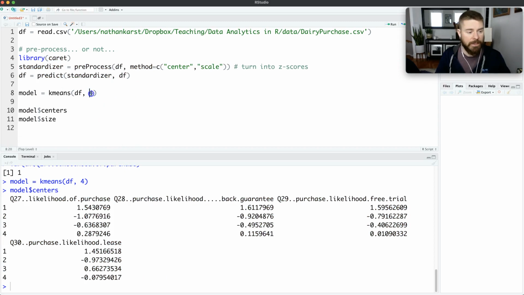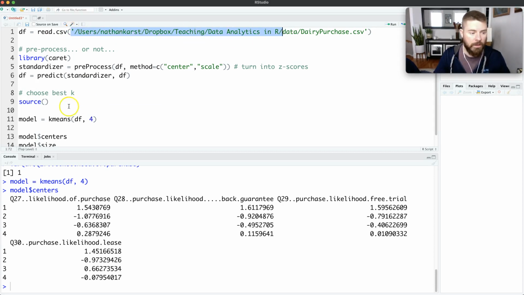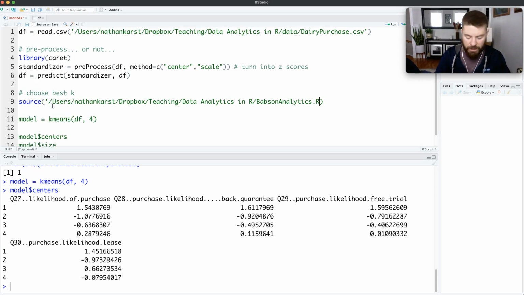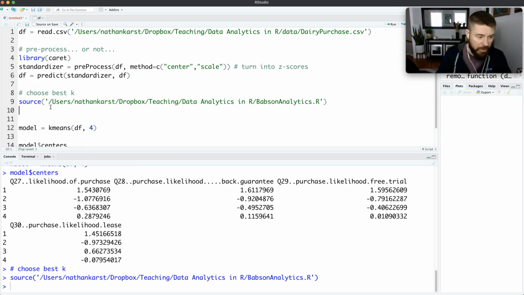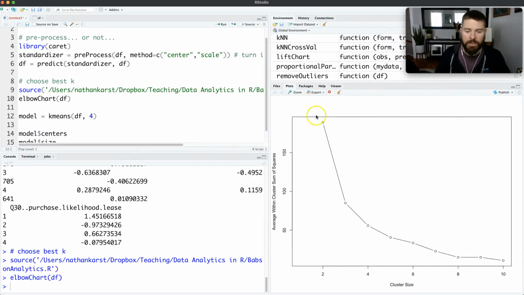The last thing I wanted to talk about is this bit here, and how do we actually pick K? To do this, we're going to need Babson Analytics, and we get that with our source command. I'm just going to copy paste this file path here to speed things up. BabsonAnalytics.r. You know where yours is located. I'm going to run this. And the one we want here is elbowChart. So elbowChart(df). If we run this, let's move it over here. This is the average within group sum of squares against the number of clusters, meaning how many clusters we actually have.